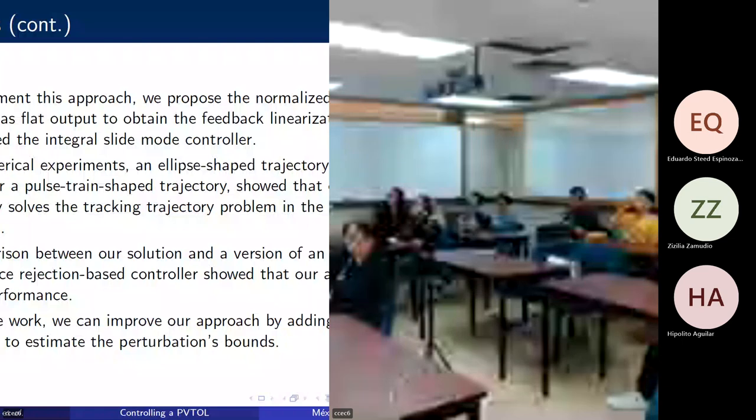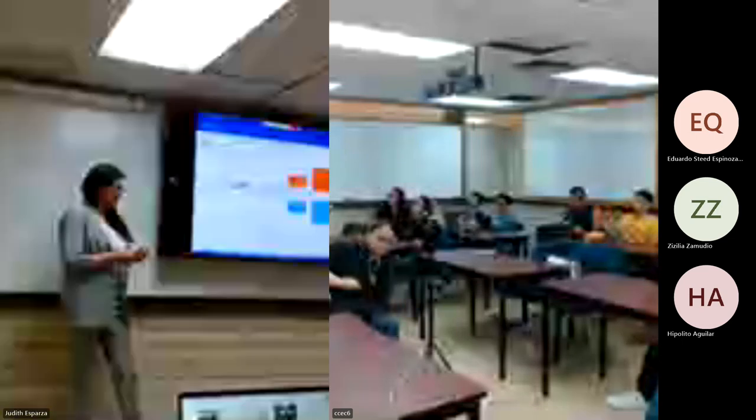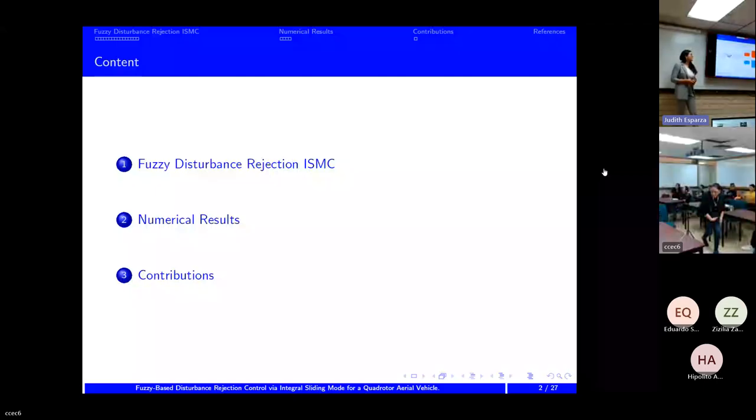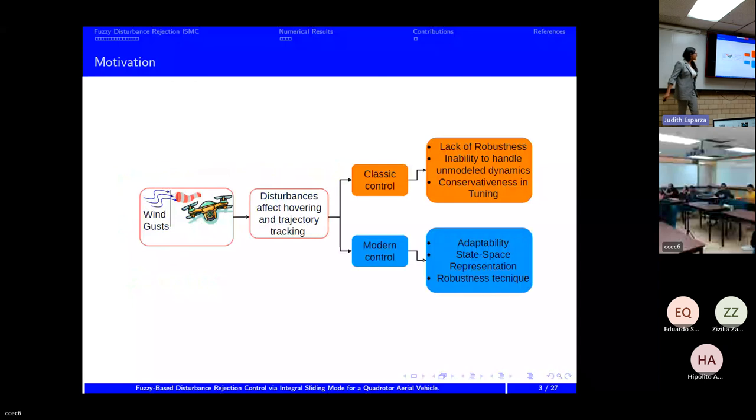We know that UAVs sometimes have their performance affected by disturbances. These disturbances can affect hovering and trajectory tracking. Some examples of these external disturbances can be unmodeled dynamics, angles, and disturbances. So to mitigate these effects, control techniques are essential.